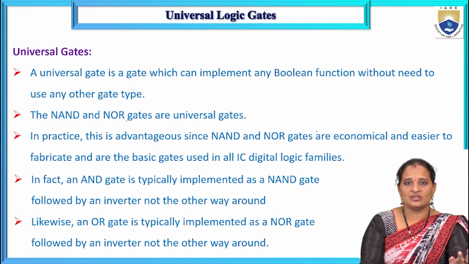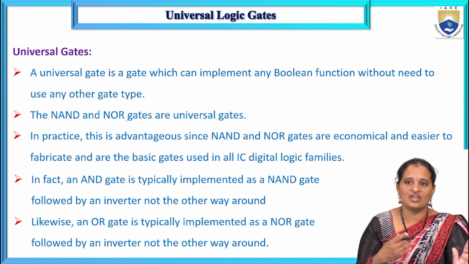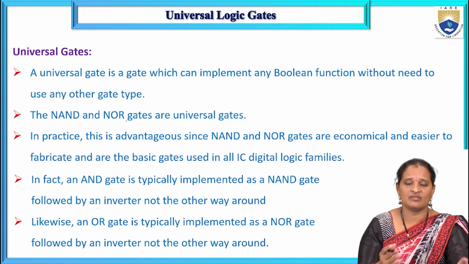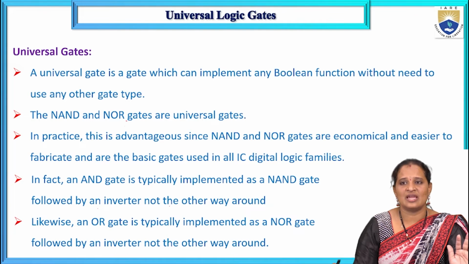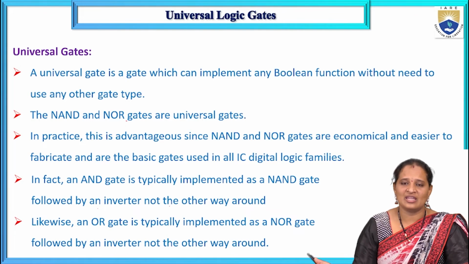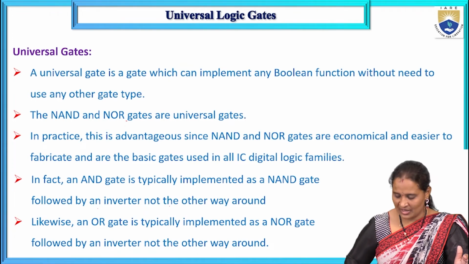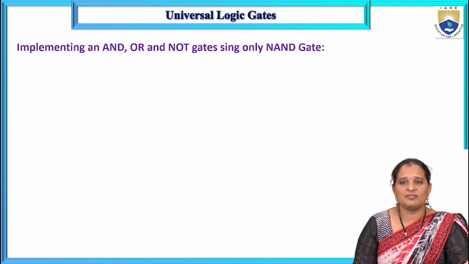So the major advantage of universal logic gates is that we can implement any Boolean function without the need of any other gate type, using NAND and NOR. That is why we call NAND and NOR gates universal logic gates. And these are even economical and easier to fabricate, and most of the digital logic families use NAND and NOR gates. As I told you, we can implement any other logic gate using NAND and NOR.